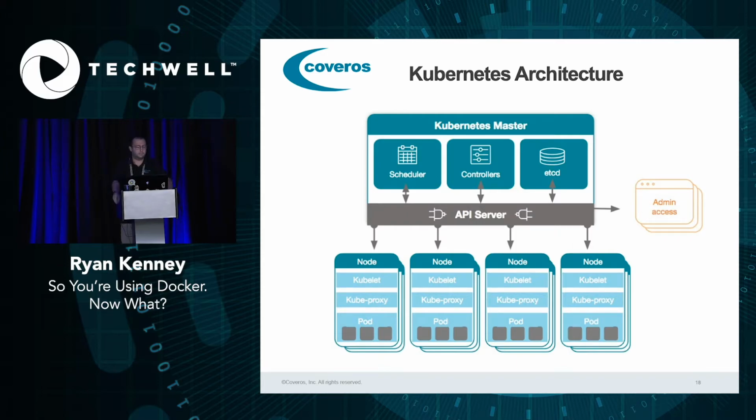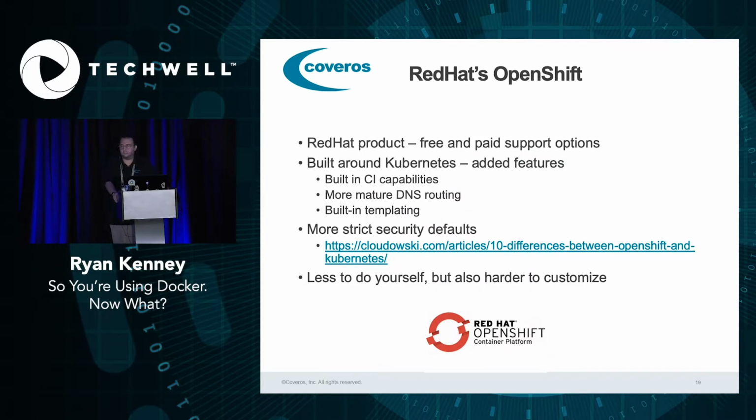So we've talked enough about Kubernetes, at least for now. So I want to talk about some competitors. Red Hat's OpenShift, maybe one of the more well-known ones, is actually built on Kubernetes. So it's essentially, they took Kubernetes, they configured it, they added some additional functionality, and they gave it their Red Hat brand support. So there's free and paid versions.